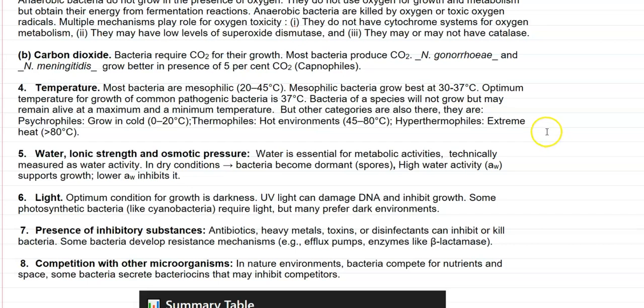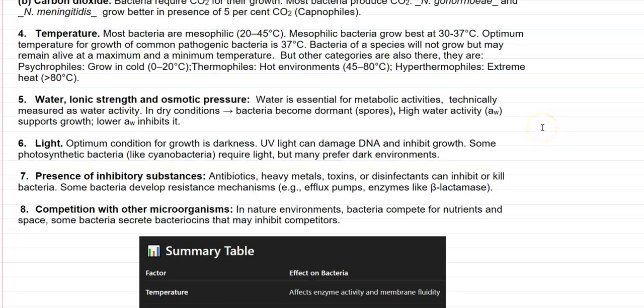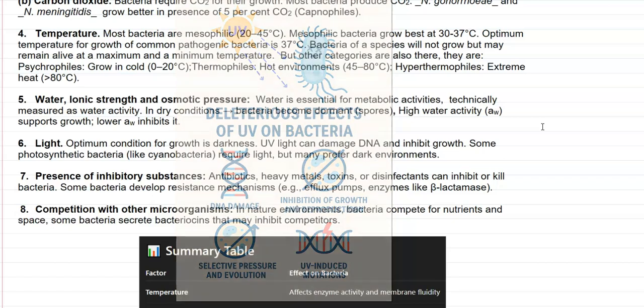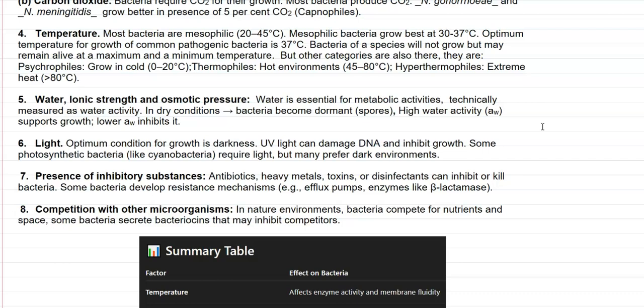Next, we look at some points related to light. The optimum condition for growth of microorganisms is darkness, as intense light may have deleterious effects, especially UV light, which can damage the DNA as well as inhibit the growth of the organisms. Whereas some organisms such as photosynthetic bacteria, for example cyanobacteria, may require light, but they can also grow in a dark environment by using a heterotrophic nutrition mechanism.